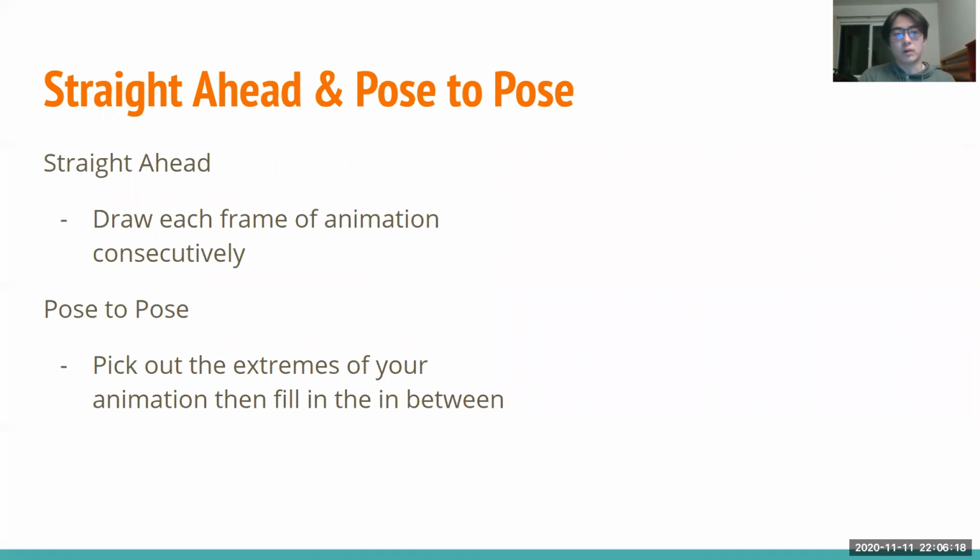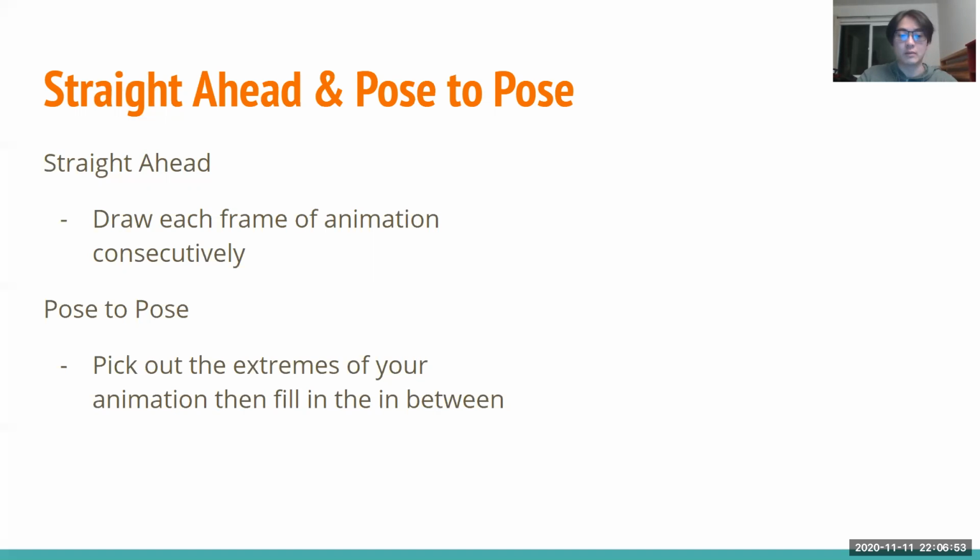Now, this part we're going to go over straight ahead and pose to pose. And this is referring to different animation techniques. So straight ahead is talking about drawing each frame of an animation consecutively. When you're trying to animate a character or a figure, this is usually not recommended because by drawing each frame consecutively, you usually don't know what the end result or the end pose of your character is. And as a result, you usually have a lot of errors in motion as well as errors in timing. And so you'll have to go back and fix a lot of these things.